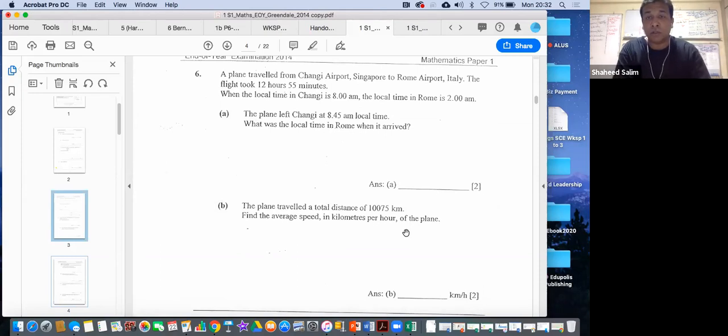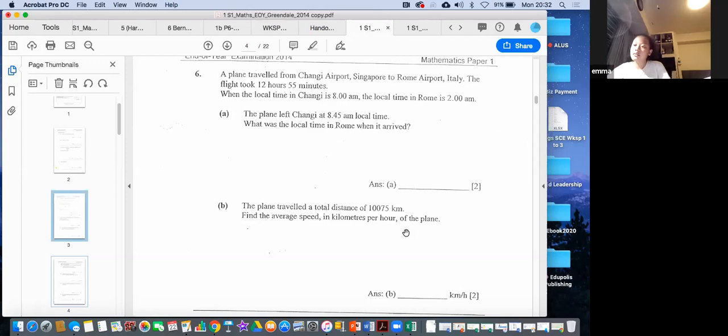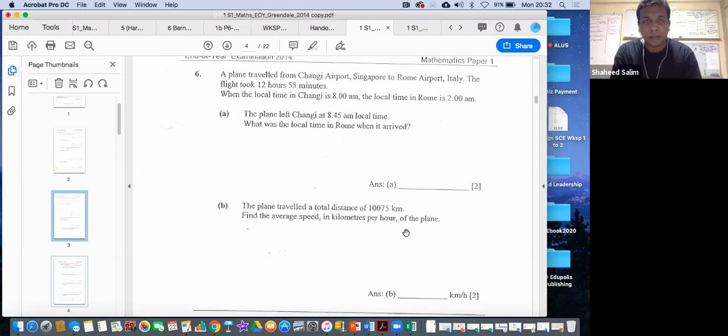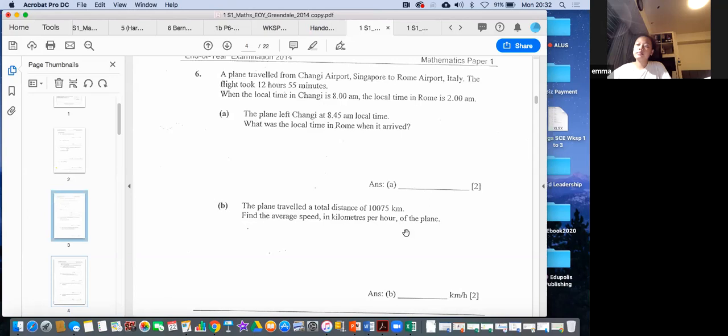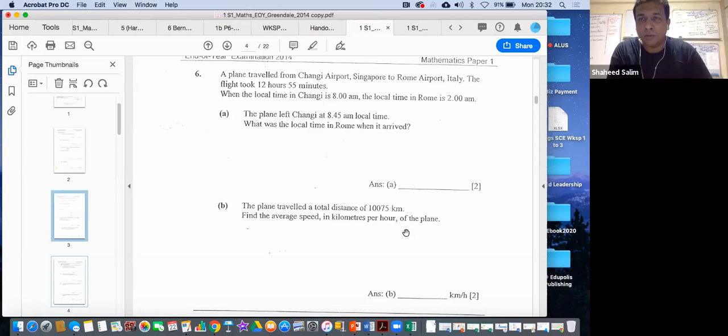the plane traveled total distance of 10,075 km. Find the average speed of the plane per hour, km per hour. 780. And do you take 10,075 divided by 12.55? Yeah. But 12.55 means, if let's say it's 12.60, will you write 12.60? Or you write 13?